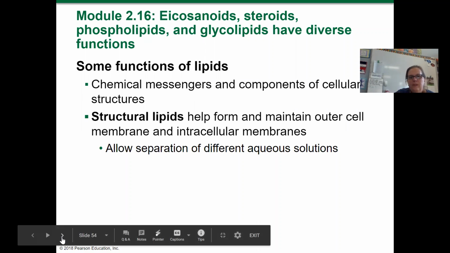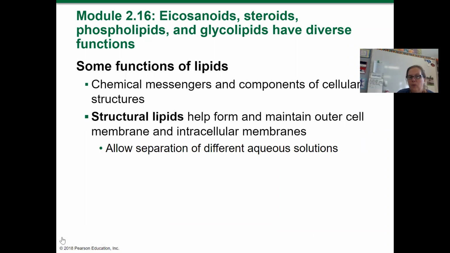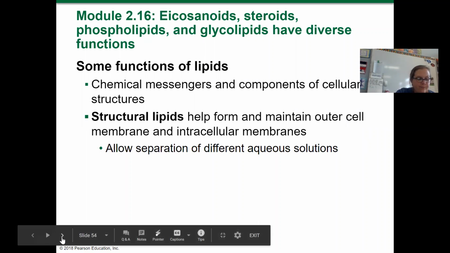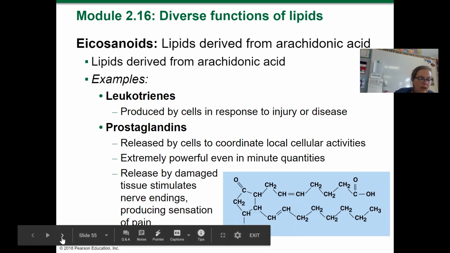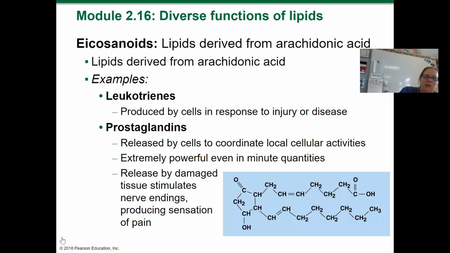Some of these lipids are very important chemical messengers and structural components. So we're going to talk about some of the different types here in a second. The eicosanoids, it's a mouthful. These are lipids like leukotrienes and prostaglandins. And leukotrienes are produced by some cells in response to an injury.